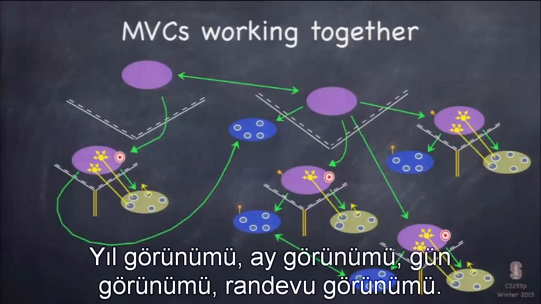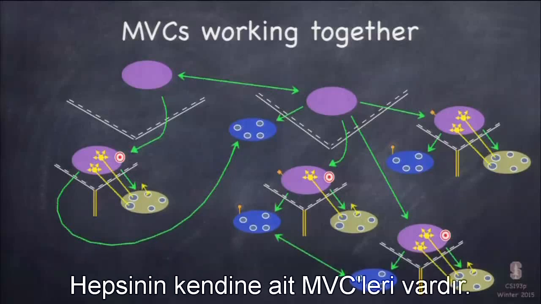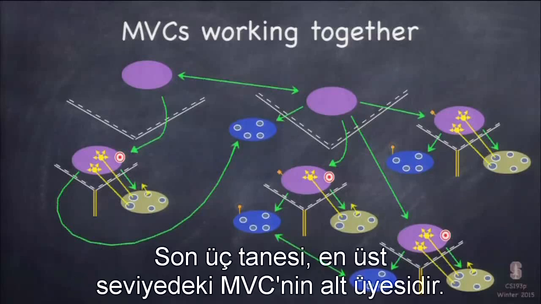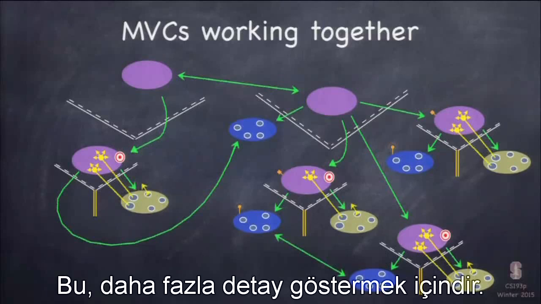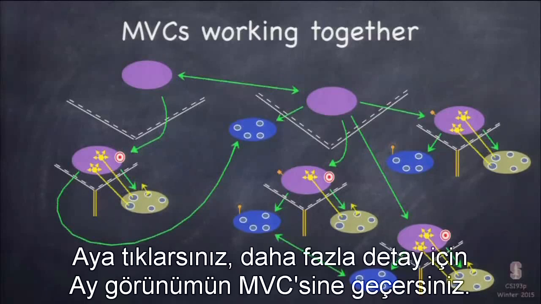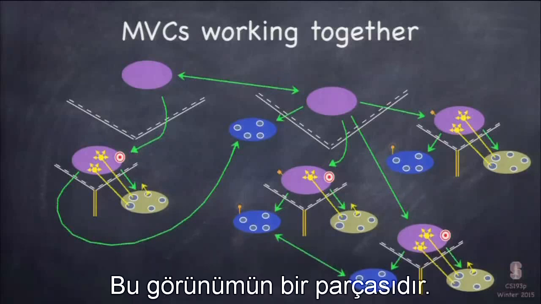Okay? Well, each of those views, the year view, the month view, the day view, and the appointment view are their own MVCs. Okay? But you can see how the last 3 are used as essentially a minion of the top level view, the year view, to show more detail. So the year view, you click on a month, it's going to use the month view MVC to show more detail. So it's part of its view.